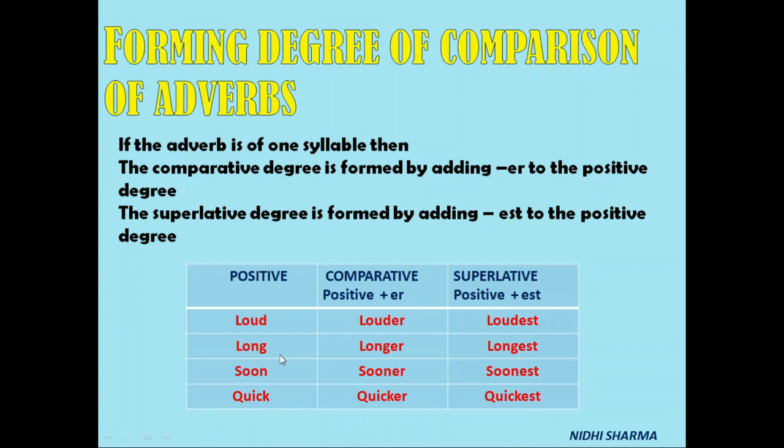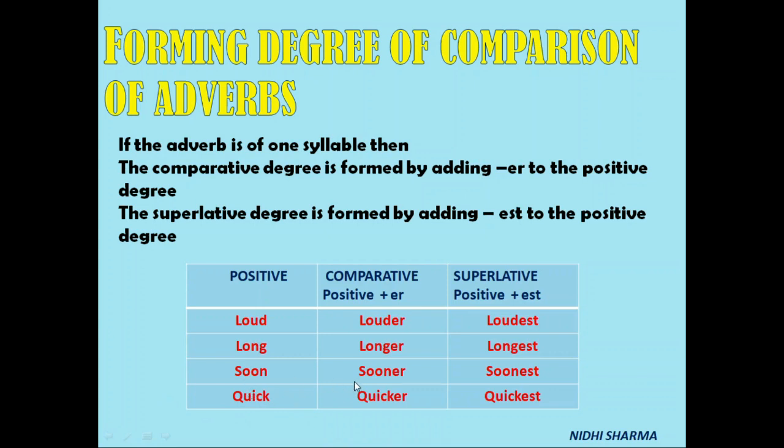So, long is the positive degree. We add er to the word long. So, we get the comparative degree. And to change it to the superlative degree, we have to add est to the positive degree, long. So, when we add est to the word long, we get the superlative degree of comparison.